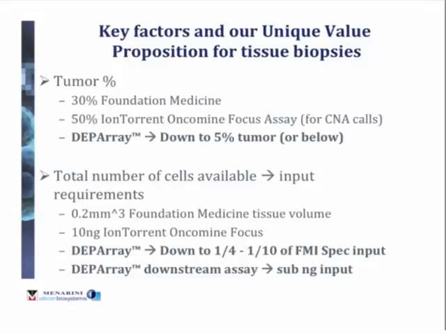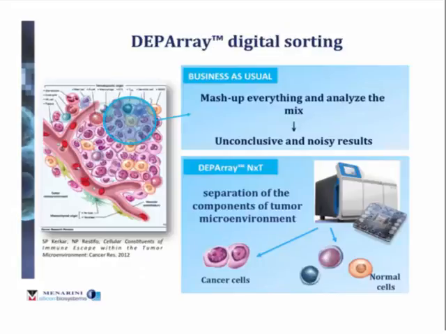And the second point is that even the total amount of cells, beyond the frequency of tumor content, is also a key requirement. And again, thanks to our workflow, we can go at about 1/4 or even 1/10 of what's possible with Foundation Medicine specification in terms of tissue volume. This is what we are currently validating in our CLIA validation effort with the group of Matthew Moore, which we'll speak about later. And also, if you reason in terms of DNA input, thanks to the fact that we have pure sample, we can relax and go from the 10 nanogram specification of the Oncomine down to sub-nanogram input. And we can do this because we don't mash up everything and then try to make sense of the mixture, which is very likely to lead to inconclusive and noisy results.